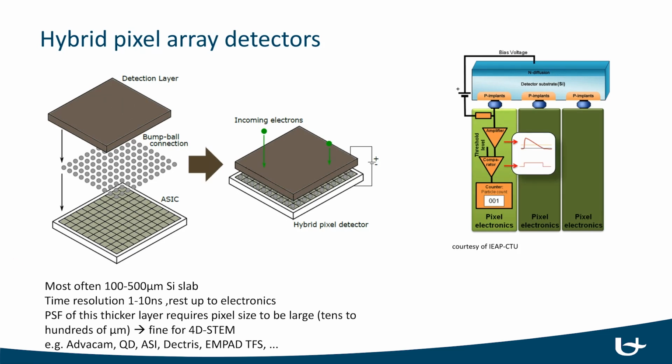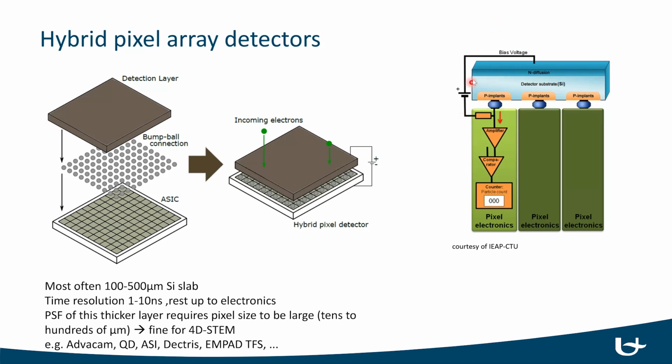Most often this layer is silicon, but you sometimes have a choice. A typical thickness is 100 to 500 micron silicon. The choice of this thickness will dictate how well the camera works at certain energies. So there are trade-offs to be made here.